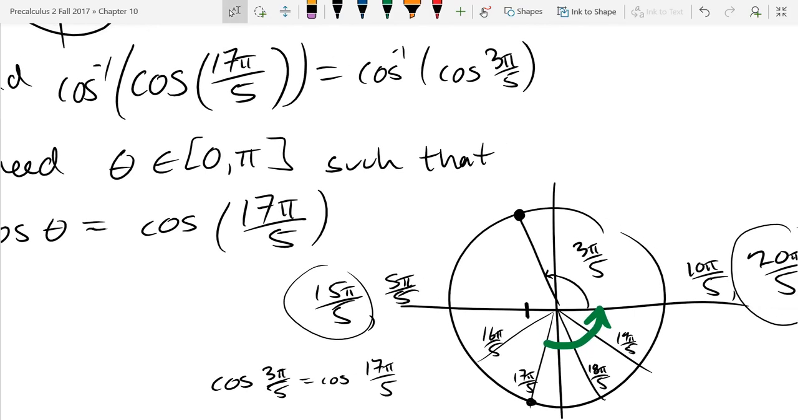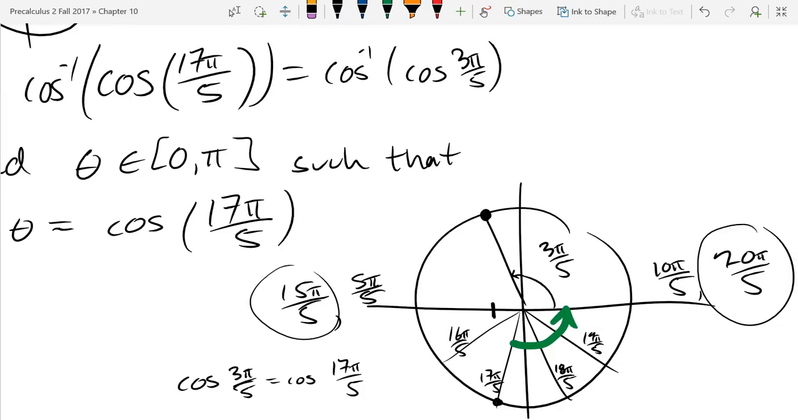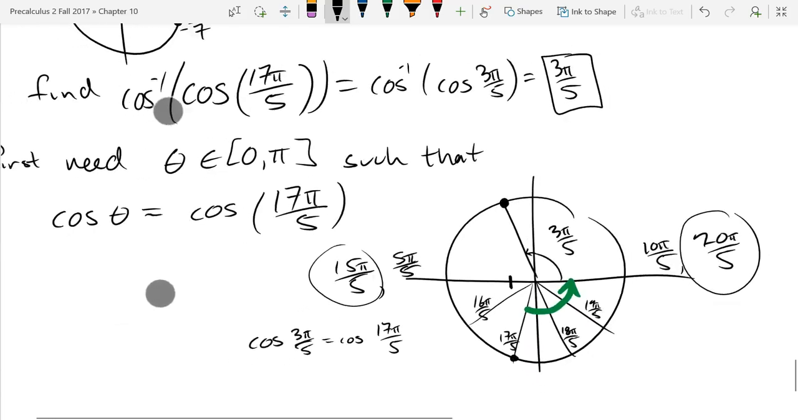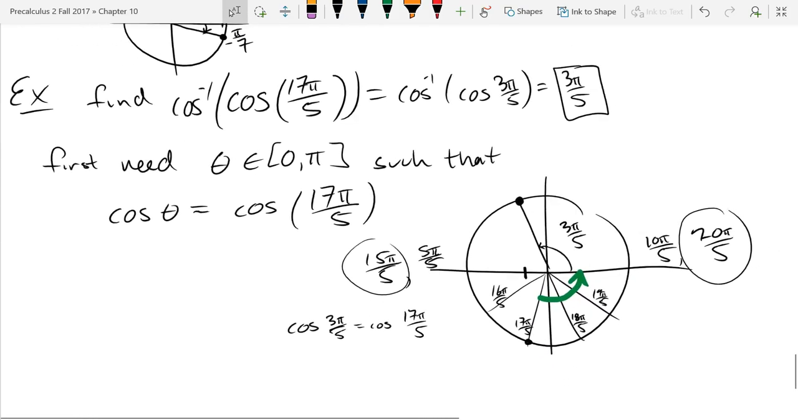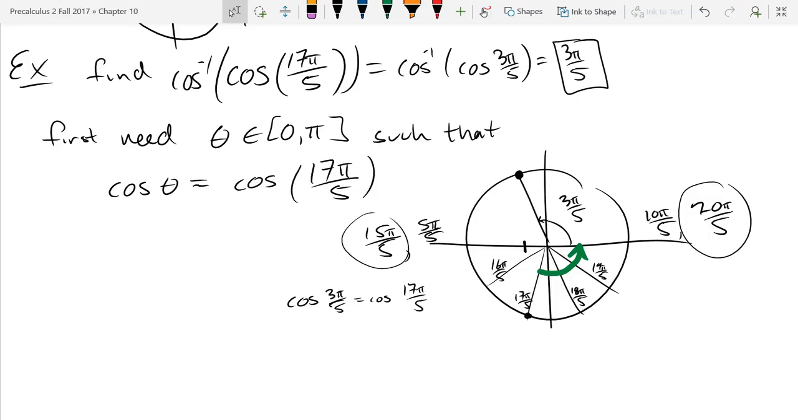So am I allowed to cancel cos inverse and cosine now? I am, because 3 pi over 5 is between 0 and pi. So it's in the right range now. So they do cancel out, and we have 3 pi over 5. We will be doing a very similar problem when we get to sine inverse, which is what we're doing next. So we're going to have one more problem that's going to be similar to this one.